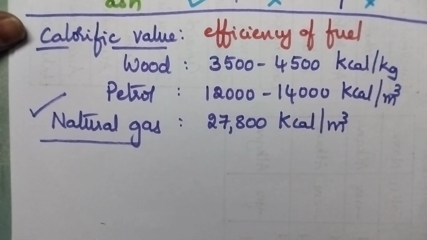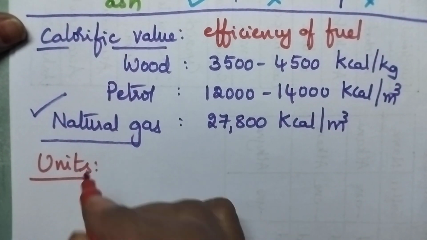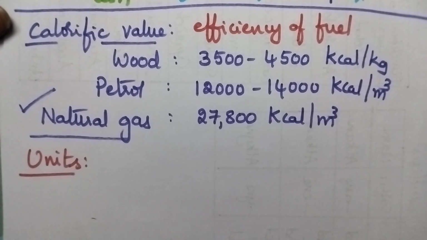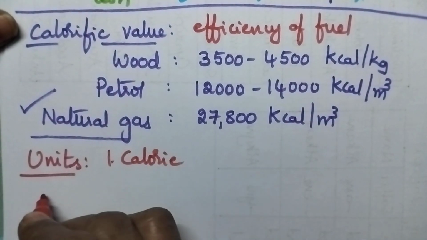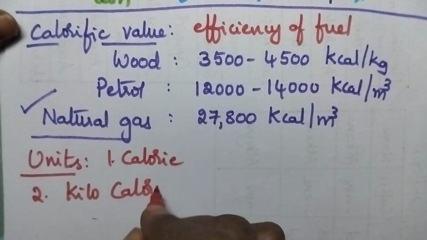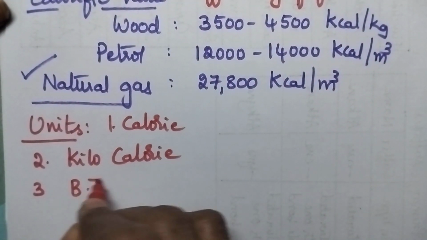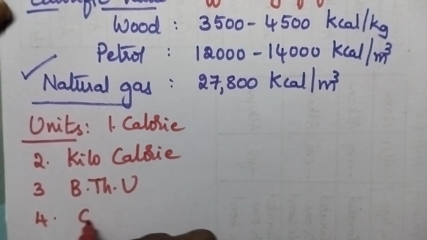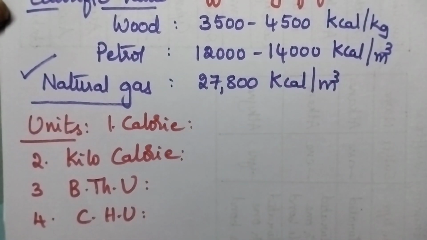So, coming to the units of the calorific value, different units one can use to express the calorific value. Let us see what are the different types of units available to express calorific value. One is calorie, other one is kilocalorie. Next, we have British thermal unit, and also centigrade heat unit. So, in this way we have 4 different units.